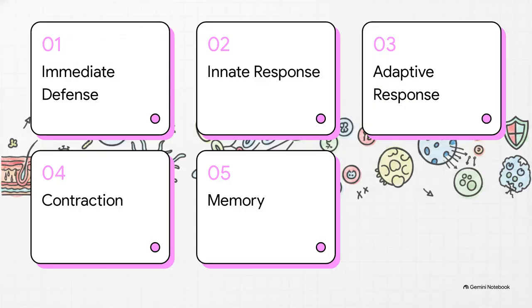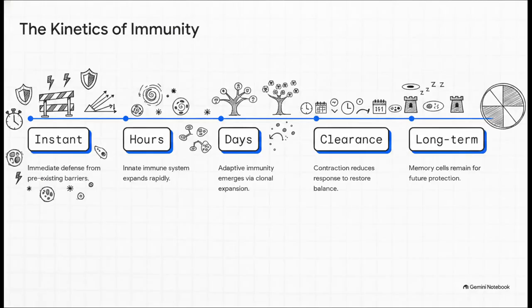So here is our chronological roadmap for this explainer. We're hitting immediate defense, within hours, days later, contraction, and finally, memory. And that gives us this big picture timeline. Just take a second to appreciate the massive scale here. We're spanning from literally 0 minutes all the way out to a year or more. This right here is the fundamental chronological framework of your body's immune response.